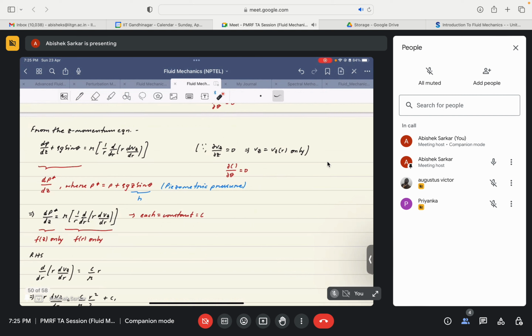Then to simplify this term a bit, instead of this whole term, we take a pressure head P star, which is equal to P plus rho g z sin theta.